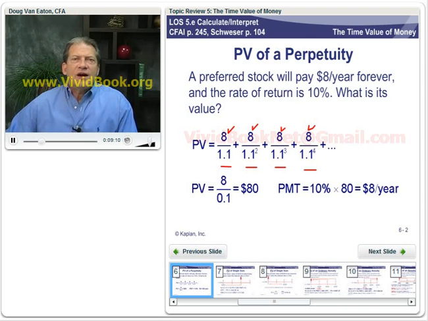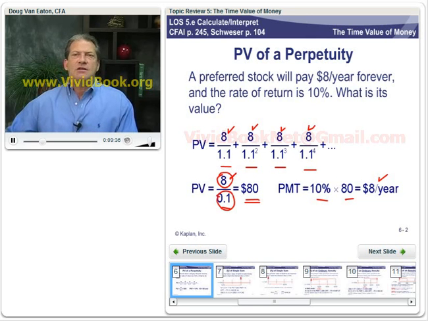So divide the payment by the interest rate and solve for the $80 that we'd have to put in the bank. So if we put $80 in the bank or into an investment that paid 10% a year, we could get $8 a year forever. So the present value of a perpetuity is just the payment amount, in this case 8, divided by the annual discount rate, because it's an annual payment.